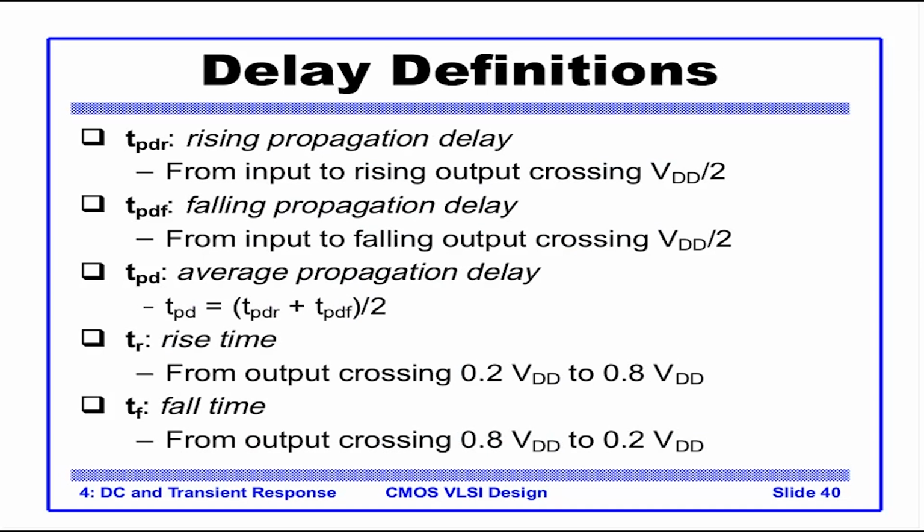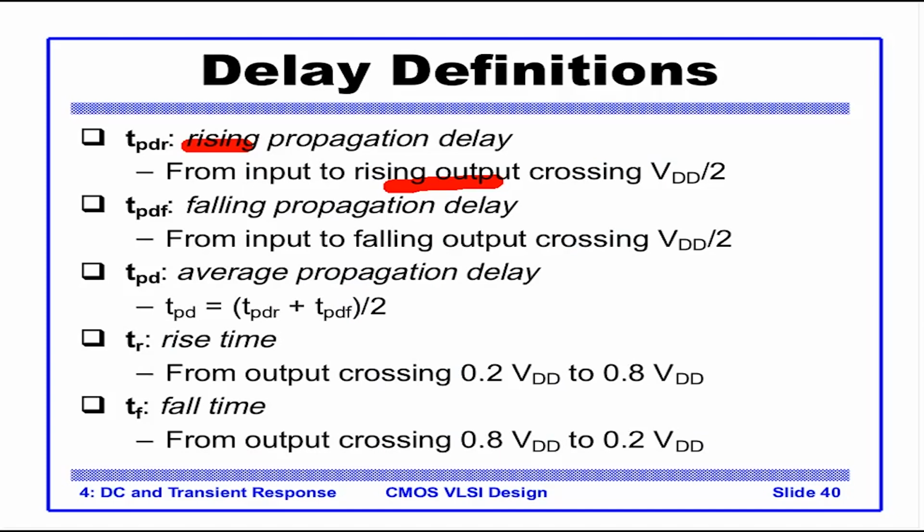TPDR, rising propagation delay, means from input to output rising crossing VDD by 2. The rise here is referring to the rising output. This can be for any gate. So for an inverter, a rising output would mean a falling input. For, let's say, a buffer, a rising output would mean a rising input. So TPDR is rising propagation delay from input to rising output.